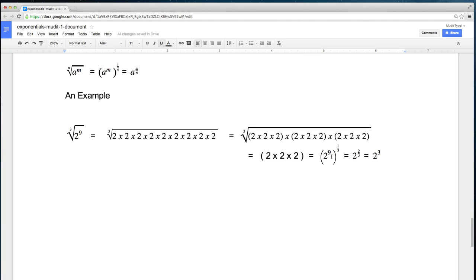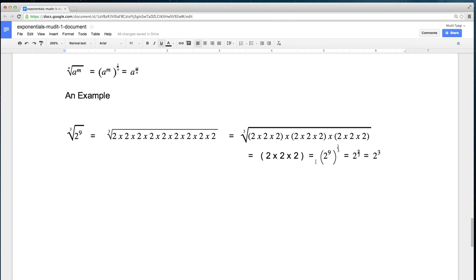And so we can write 2 to the 9 raised to the power of 1/3, which according to our rule should be equal to 2 to the power of 9 times 1/3, which is 9 over 3, which is equal to 2 to the 3rd. And application of the rule agrees with what we observe when we write out what's under the cube root sign, which is 2 to the 9, in an expanded form.